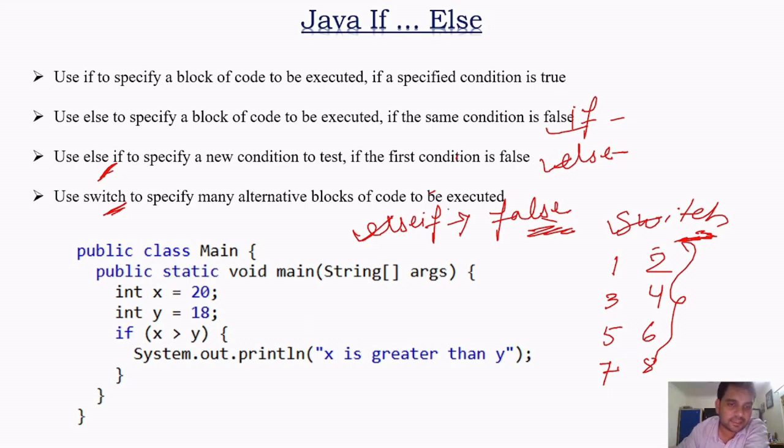If we see this example, integer x is equal to 20, integer y is equal to 18. If x is greater than y, then System.out.println x is greater than y. It will check that x is greater than y, and then this line will be executed. If this is not correct, then this line will not be executed.